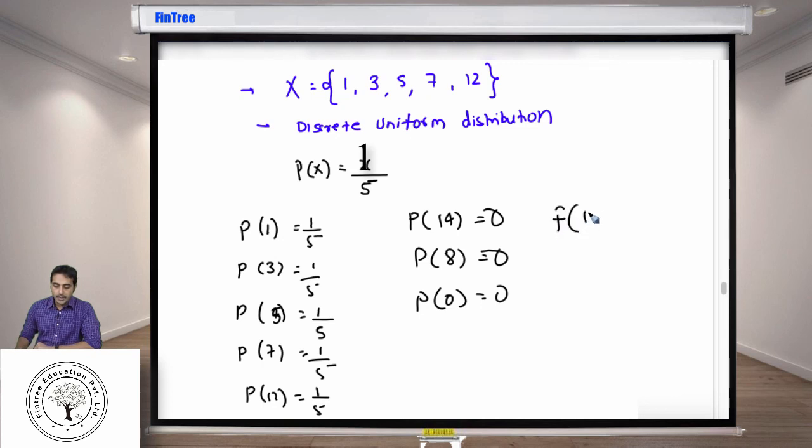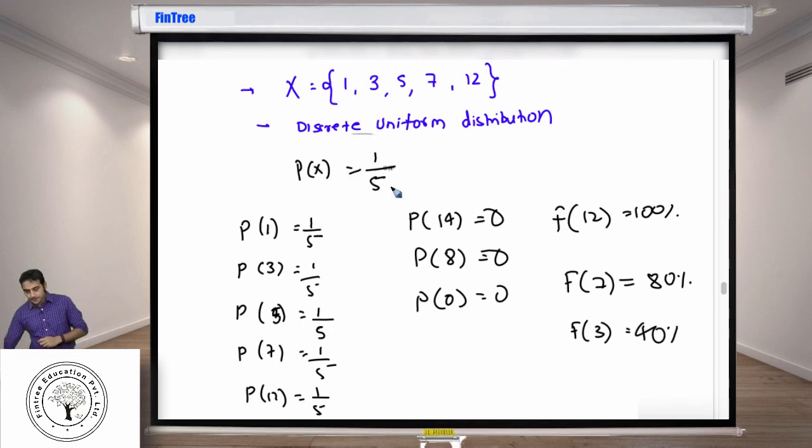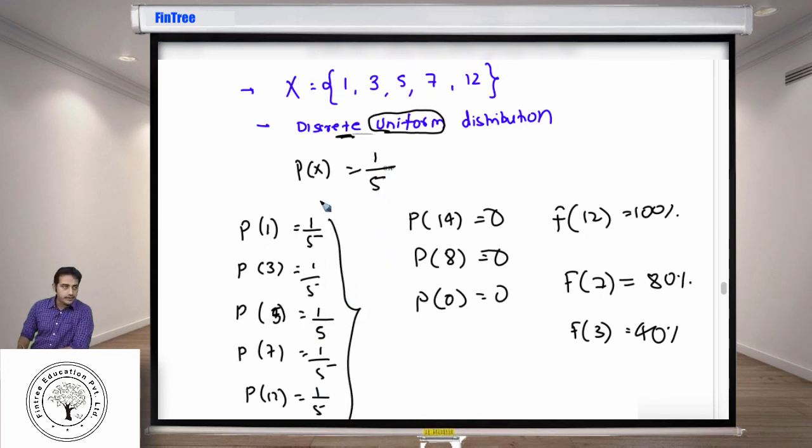What would be f of 12? 100%. What would be f of 7? 80%. F of 3 would be 40%. Do you want me to repeat this again? So it is discrete but it is uniform, and uniform means every outcome has an equally likely probability. So 5 variables, that's why 1 by 5, and then the probability of each variable is 1 by 5, which is a part of the distribution. If it is not a part of the distribution, then that will simply become 0, and f of this would be simply the cumulative probabilities. Assuming you're okay with this.